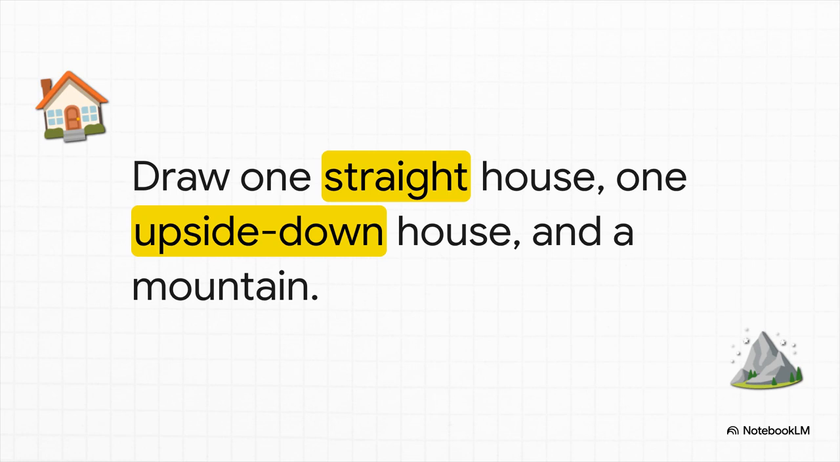You literally just draw one straight house, one upside down house, and then you connect them over a mountain in the middle. If you can just visualize that basic framework, you can draw any PPI by simply changing the small chemical attachments on the edges. Let's actually see how this works in practice.